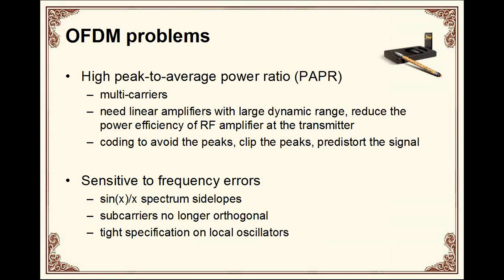Second, OFDM systems are sensitive to frequency errors. Every individual subcarrier has a sin x divided by x spectrum, which has side lobes. This is due to leakage of the DFT or FFT. Large side lobes make the system more sensitive to frequency offset and drift than single carrier systems. In this condition, the subcarriers are no longer orthogonal. Thus, OFDM systems have tight specifications on local oscillators to reduce the side lobes of subcarriers.